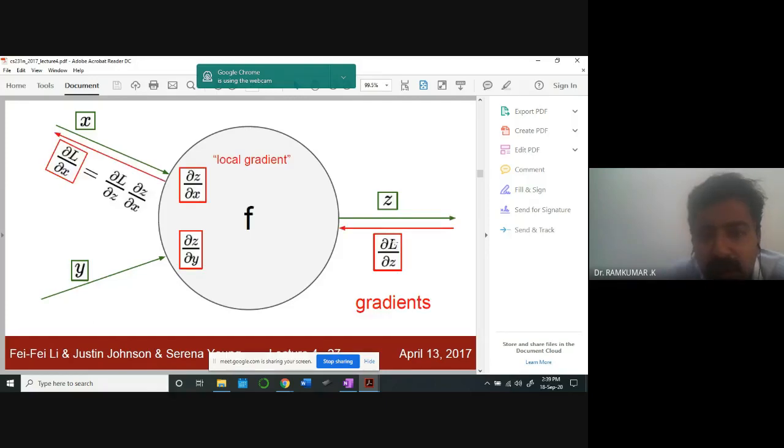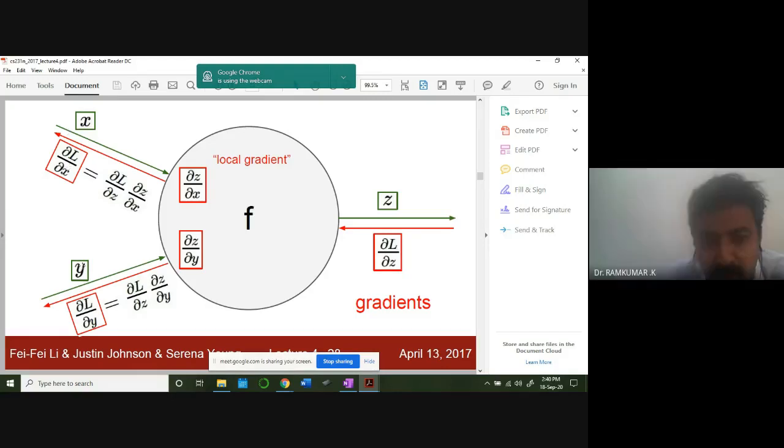Now, when you pass from the output layer to the input layer, dou L by dou Z, for example, this is dou L by dou X. In order to compute dou L by dou X, I need to know first dou L by dou Z, followed by dou Z by dou X. That's the local gradient I need. Is it clear?